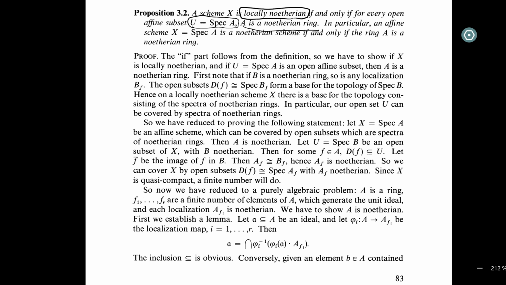Actually, this is not as stringent as it looks. You can reduce finally to prove this statement: if X equals Spec A is an affine scheme which can be covered by open subsets which are spectra of Noetherian rings, then A is Noetherian. Okay, there's something to prove.